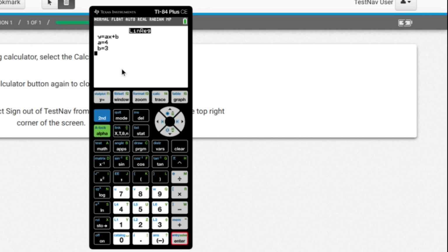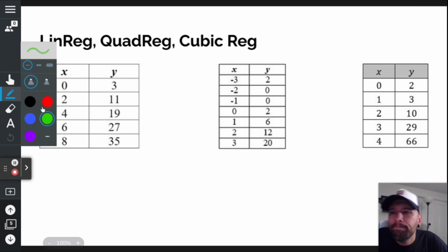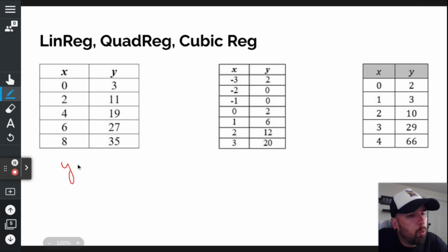So the way we recognize this is you write this out in slope-intercept form, where instead of m you have a, and you just substitute this in. So our final answer here is y equals 4x plus 3. The linear regression gives us y equals 4x plus 3. All right. Let's take a look at quadratic.